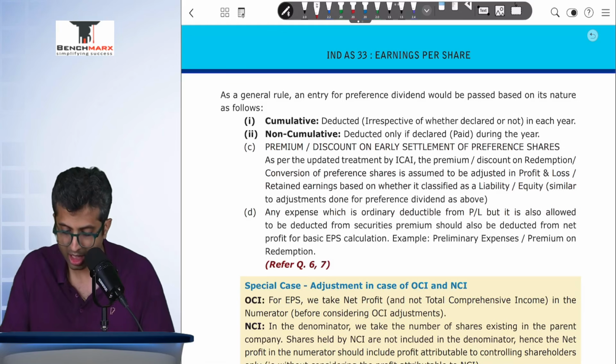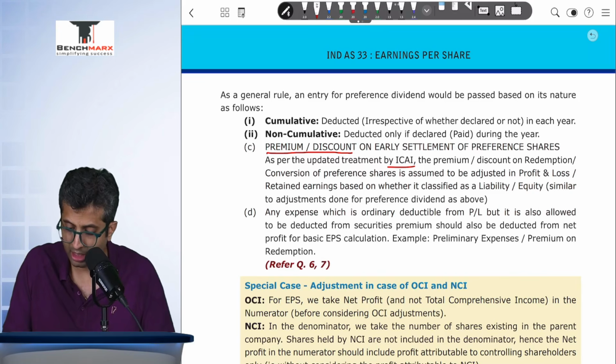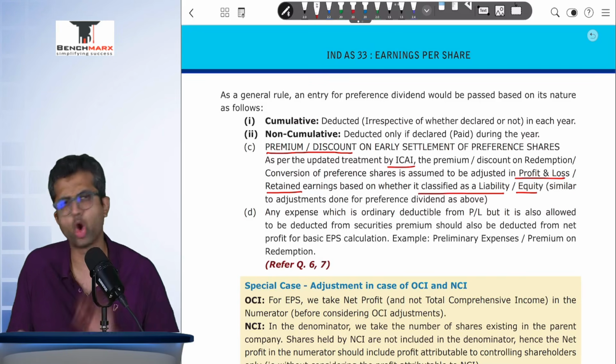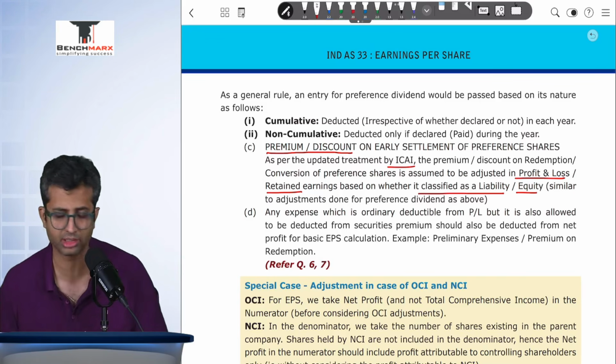subtract it separately. Okay, so over here for premium or discount on early settlement, as per the updated treatment by ICAI, the premium or discount is assumed to be adjusted in the P&L or retained earnings based on whether it is classified as a liability or equity, which is very similar to the preference dividend treatment.